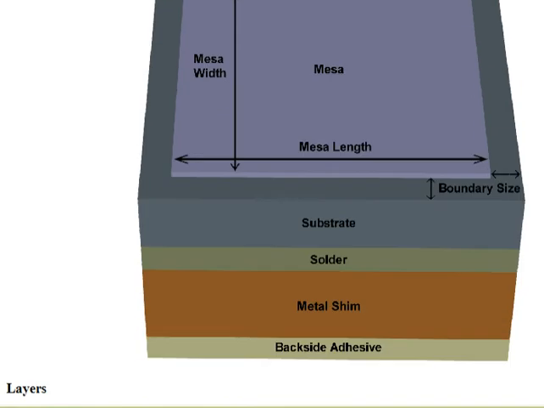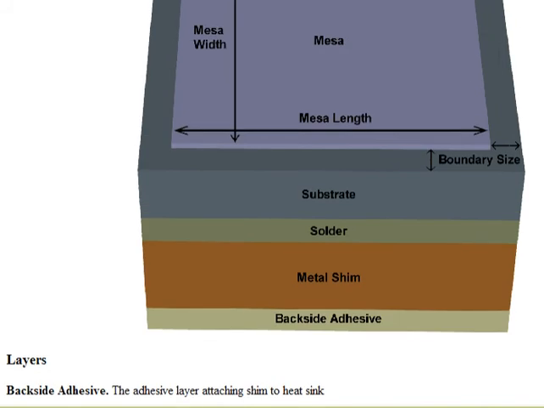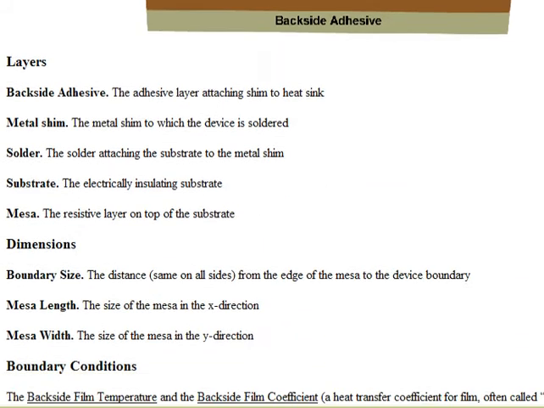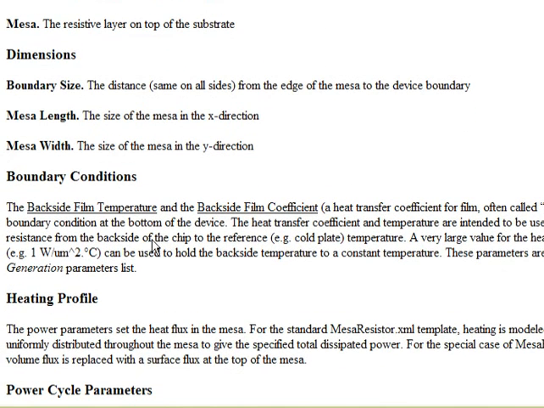So let's go back to the help file. In addition to the components and the geometric dimensions, we also have information on the boundary conditions. The cooling in this device is defined through a backside film boundary condition. So you have parameters that you can specify for the temperature and the heat transfer coefficient for the film.